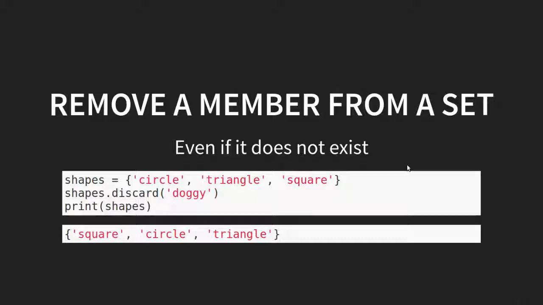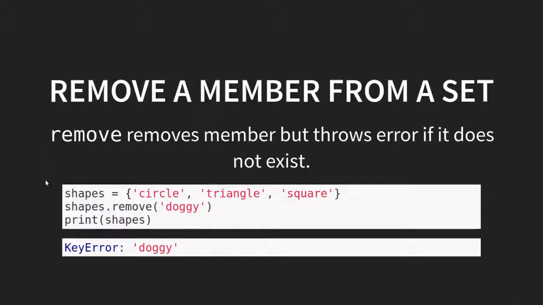Remove a member from the set. It'll do it even if it doesn't exist. So here we go, we've got our same thing of circle, triangle, square, and we're going to say we want to discard doggy. Well, it doesn't do anything. It also doesn't complain. It just happily discards it. Says, you wanted me to throw away doggy? There was no doggy, so my job was pretty easy.